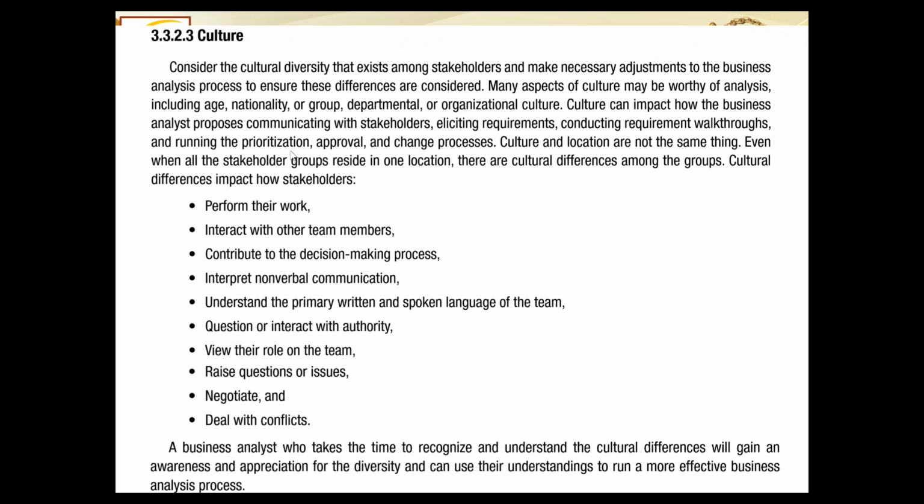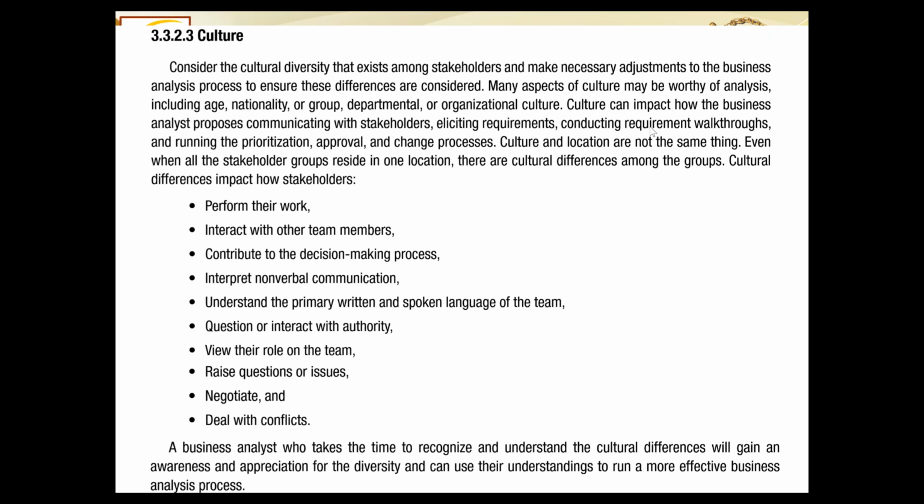Then there is culture. We have ample discussion on culture in PMBOK, but from this standard, consider the cultural diversity that exists among stakeholders and make necessary adjustments to the business analysis process to ensure these differences are considered. If there is cultural diversity even locally, with people from various provinces and locations, you have to deal with all of them in the same manner. You have to look at their values, and sometimes we are dealing virtually with international stakeholders, so in that case you have to take care. Whatever kind of environment you exist in, the culture will be governed accordingly.